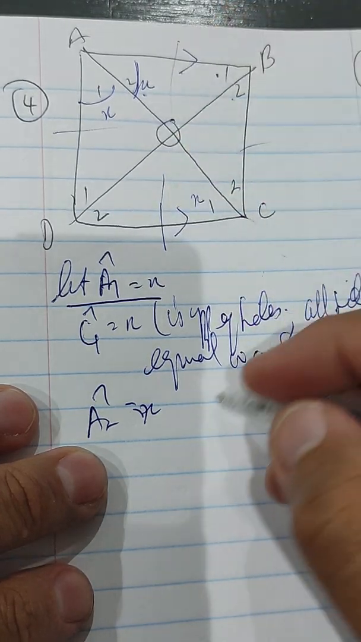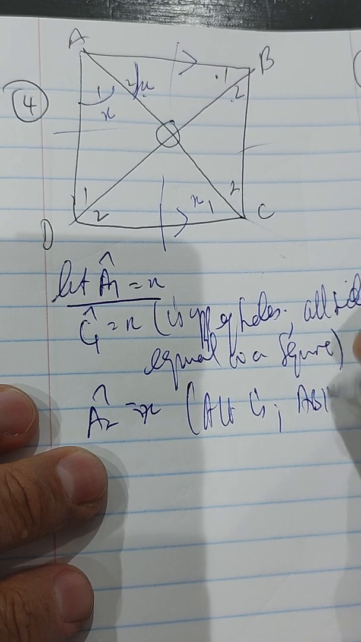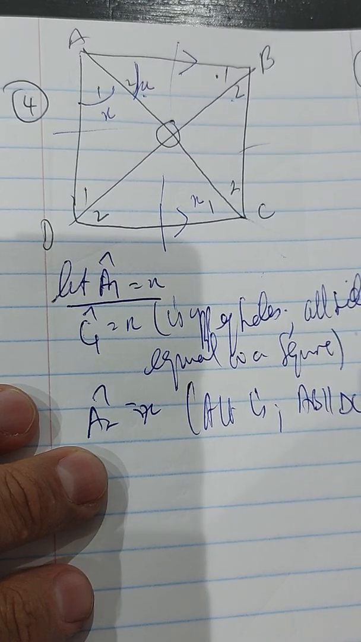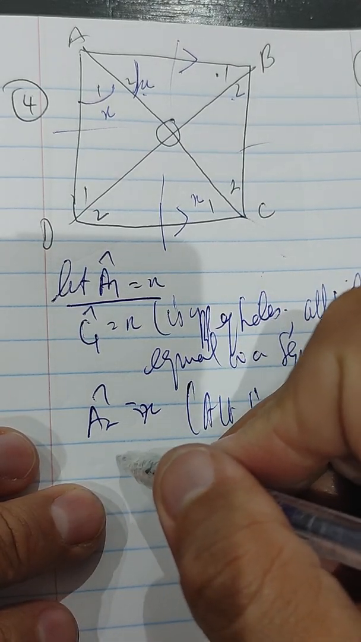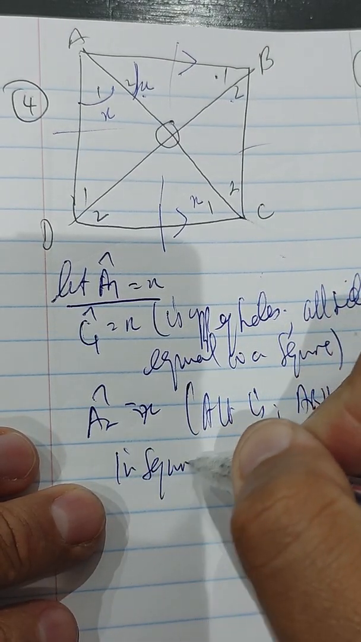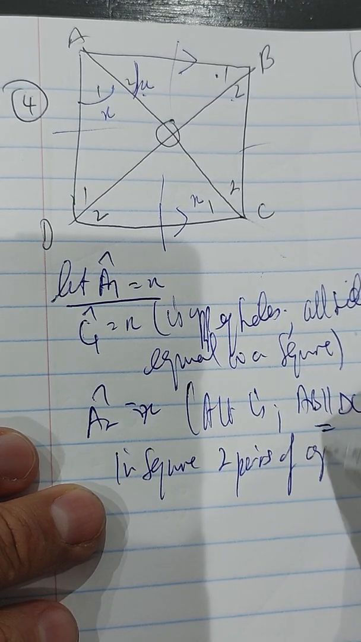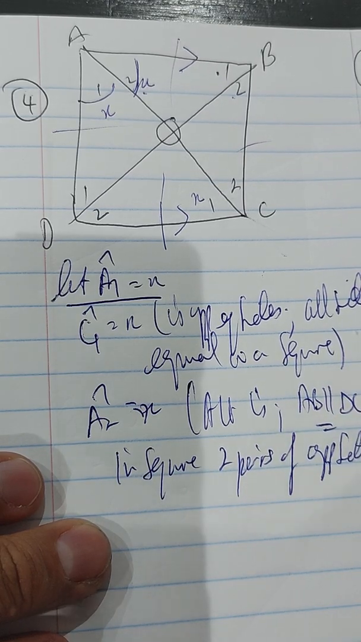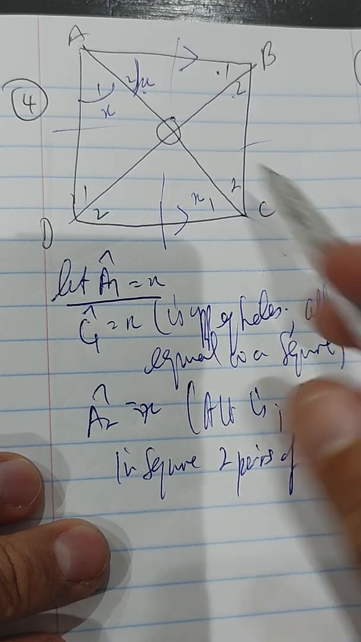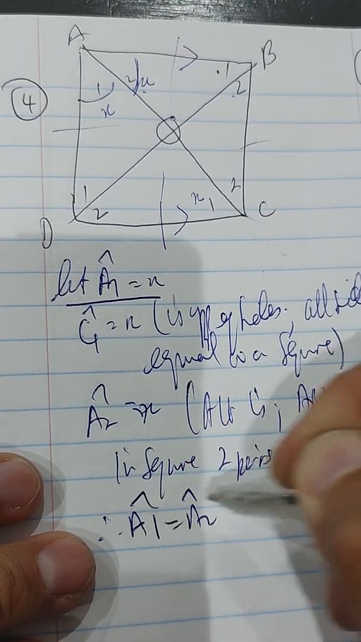Then we're saying that A2 is equal to x. Why is A2 equal to x? Because of alternate angles, with AB being parallel to DC. Now where does this parallel lines come from? It comes from the fact that in a square, two pairs of opposite sides are parallel. Okay, so therefore A1 is equal to A2, which is equal to x.